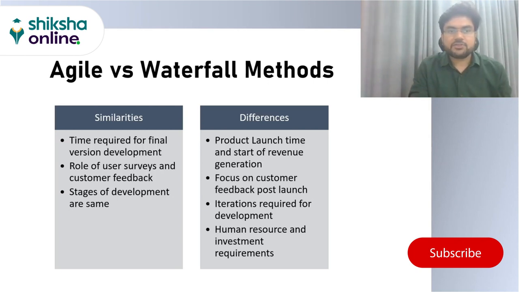The stages of development are obviously the same in both Agile and Waterfall. Again, the differences come in the iterations of these stages. The main differences are again the product launch time and the start of revenue generation. In the Agile method, usually if in two or three iterations the product achieves product-market fit, the ROI usually starts to come. But in the waterfall method, unless and until the final stage of development is reached, the revenue will not come from the market.